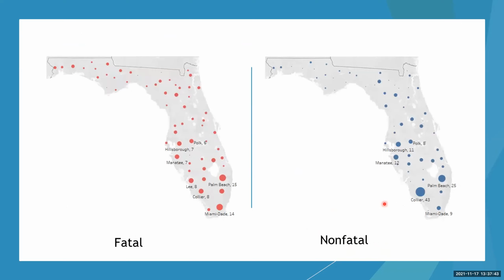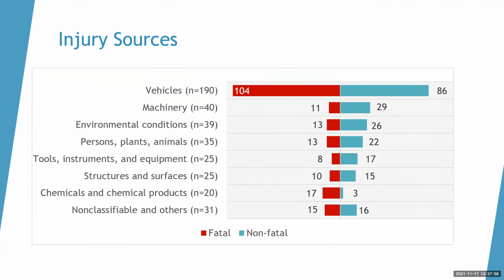When we map these injuries, we see that the fatalities and injuries mostly happen in the south part of Florida, as you see here. As an injury source, vehicles again are the major contributing injury sources, and mostly those categories include tractors and trucks. Those transportation-related incidents happened most.